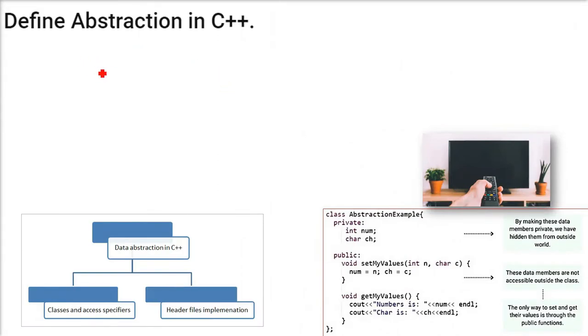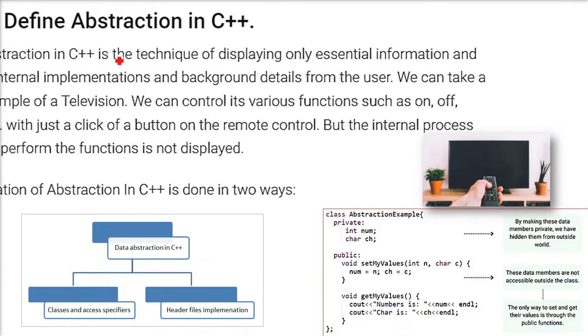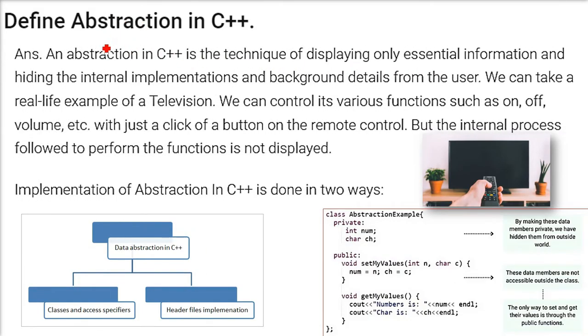Define abstraction in C++. So abstraction is all about showing the details or hiding the details. How much details you want to be shown to the user or end user. Now here is your television. Now we have control, right? We can switch it on, switch it off. We can increase the volume. We can change the channel. We just do it by click of button on the remote control.